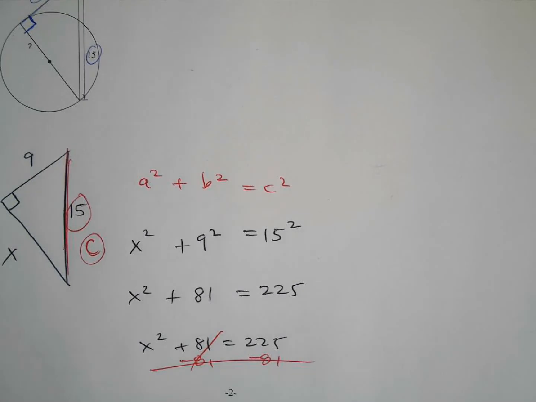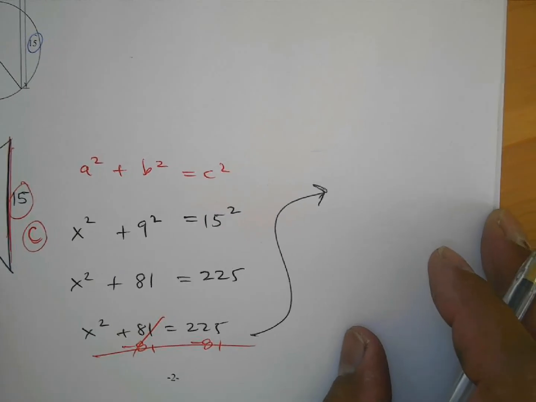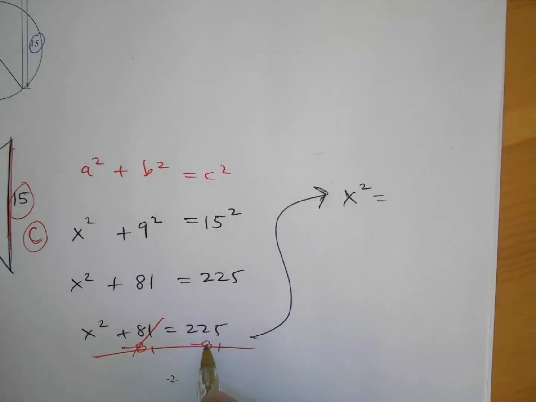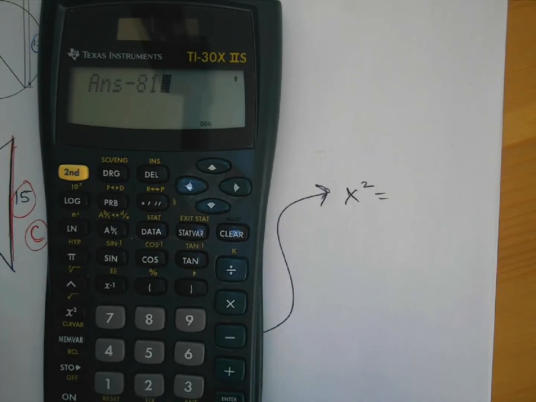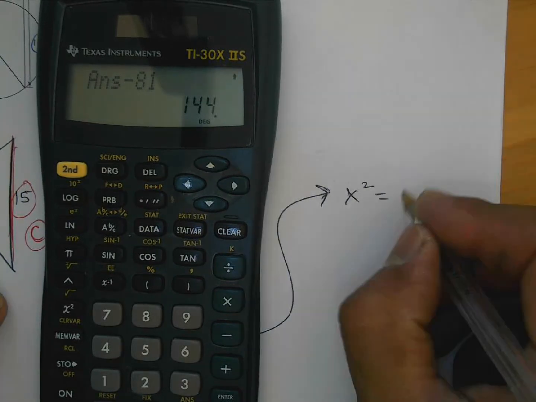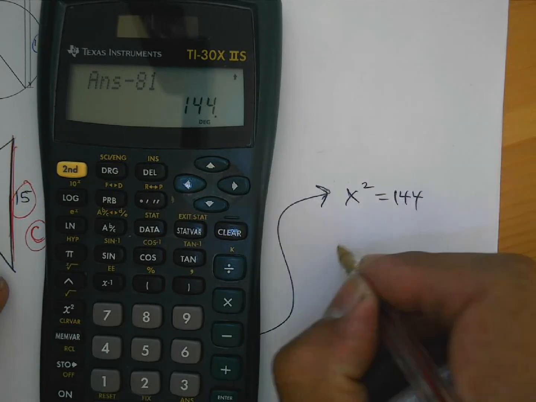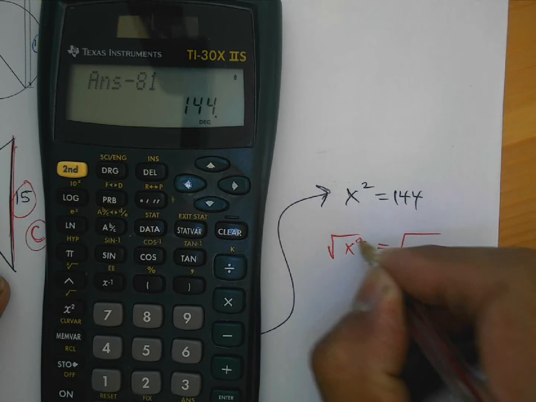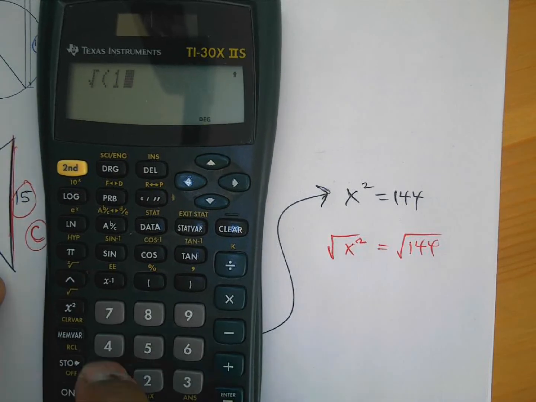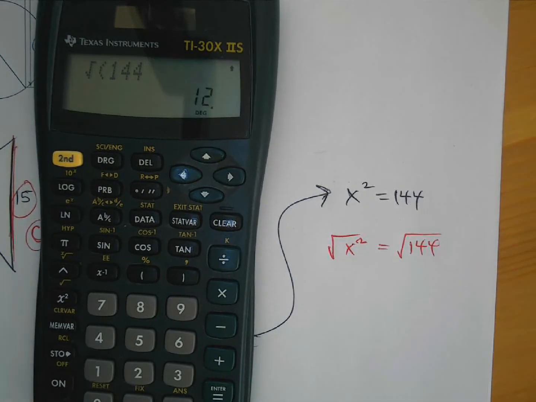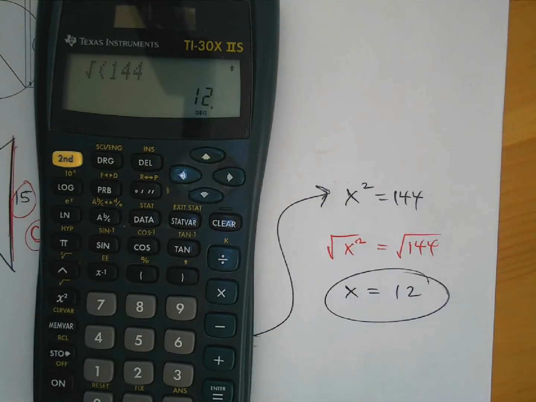That's going to leave you with x squared is equal to 225 minus 81. I don't know what that is. 225 minus 81. 144. Oh, I like 144. You know why? Because I know that's a perfect square number. When I take the square root of both sides, you guys probably know what it is, right? I don't need a calculator, but I'm going to do it anyway. The square root of 144, I know is 12. 12 times 12 is 144. I got my answer for x, 12.